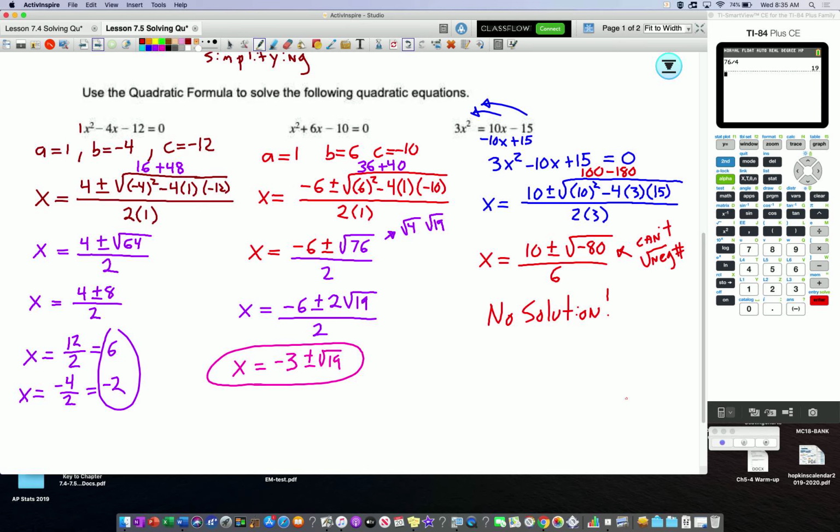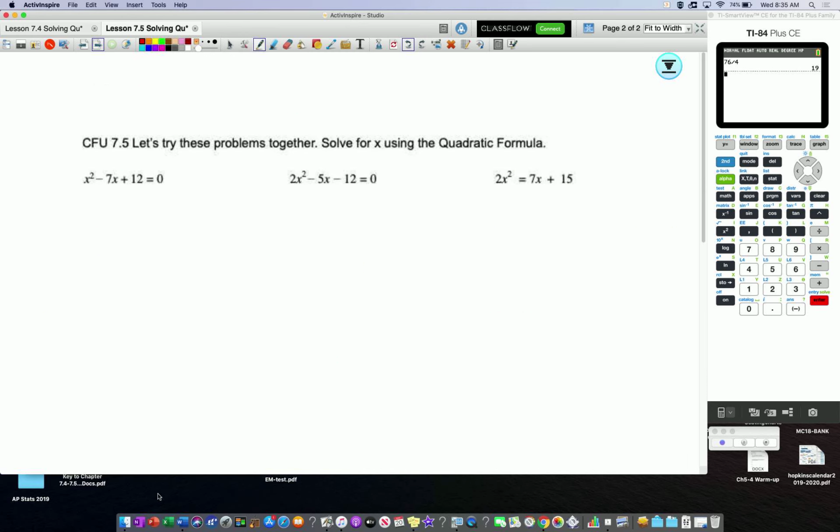All right, so now let's go to the next page and start our CFU problems. Let's do these together using the quadratic formula. So let's see here. A equals 1, B equals negative 7, C equals 12. I apologize, make sure you've taken out your notebook or a sheet of paper because we're going to do these 3 together. These are 3 problems you're going to turn in to me along with the assignment problems below. All right, so here we go.